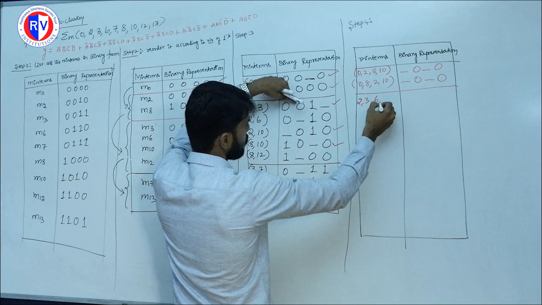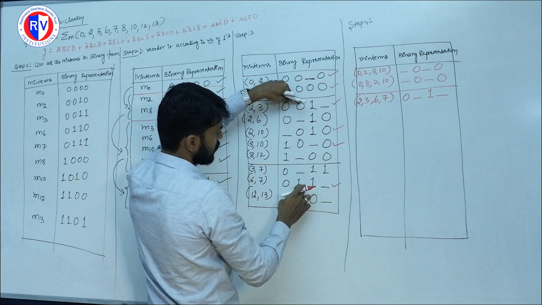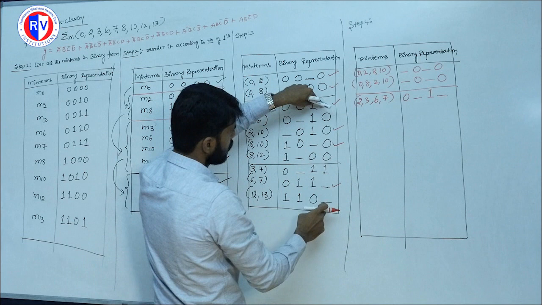2, 3, 6, 7. And what is the representation? 0 dash 1 dash. Why? Because 0, 0 is there, here 1 bit change, dash, 1, dash. Next, we need to compare the next one. Is there a 1 bit change? No, more than 1 bit change is there. So no need to take it to the next table.